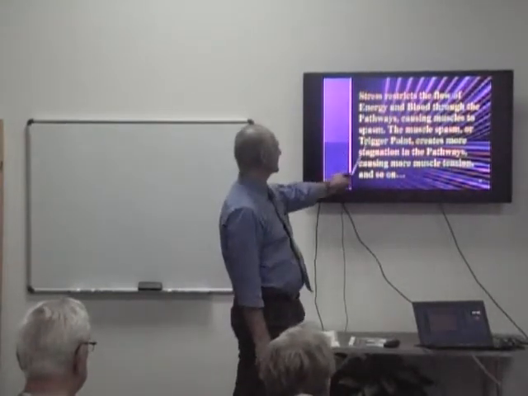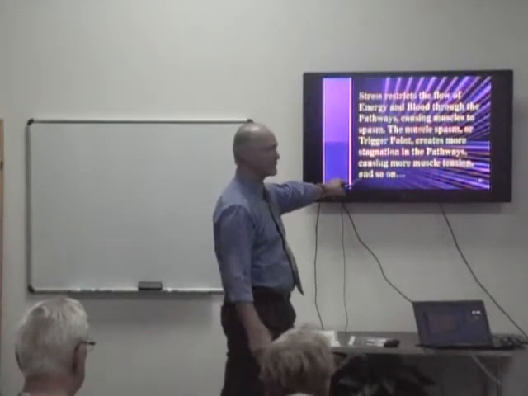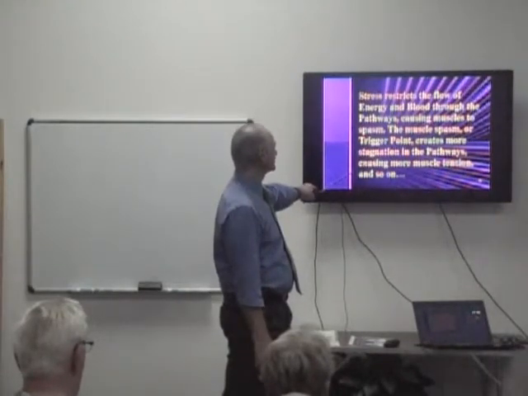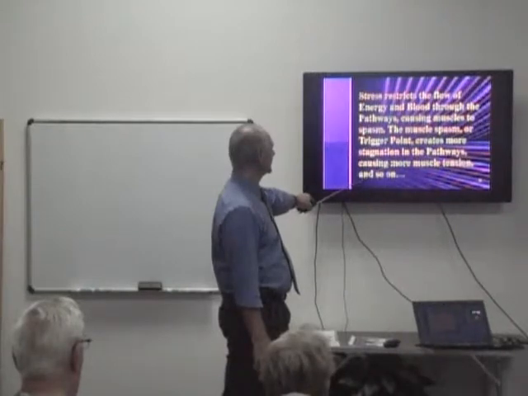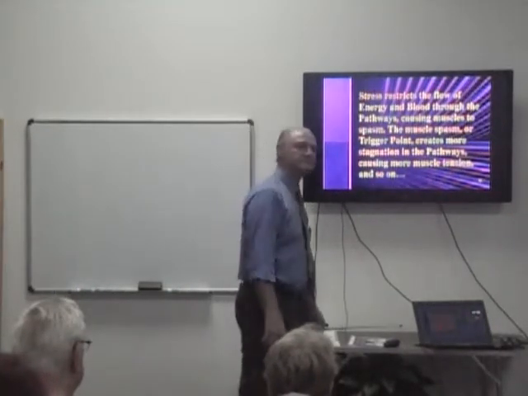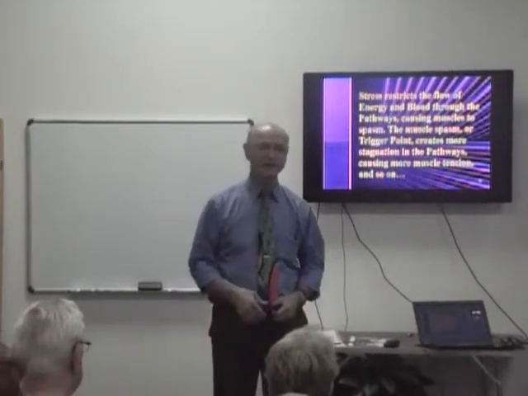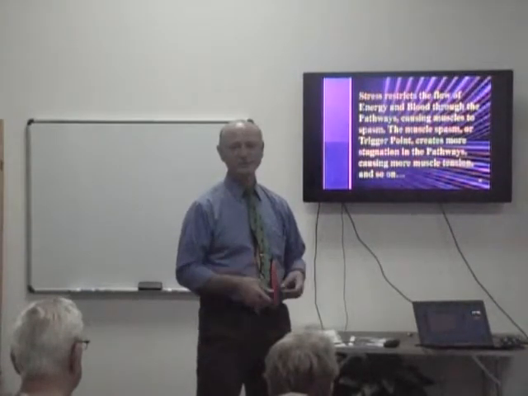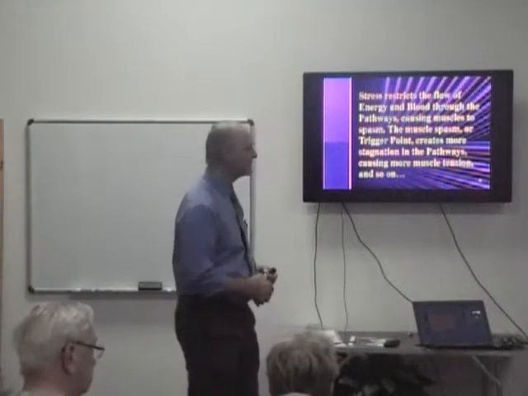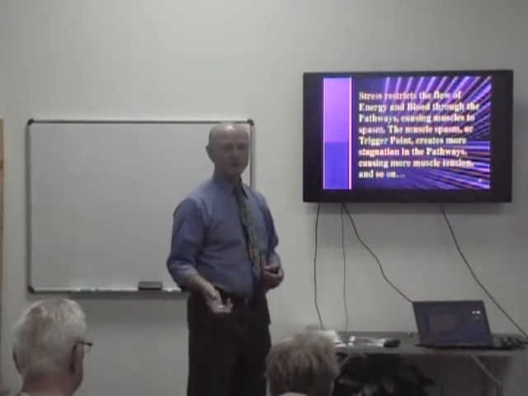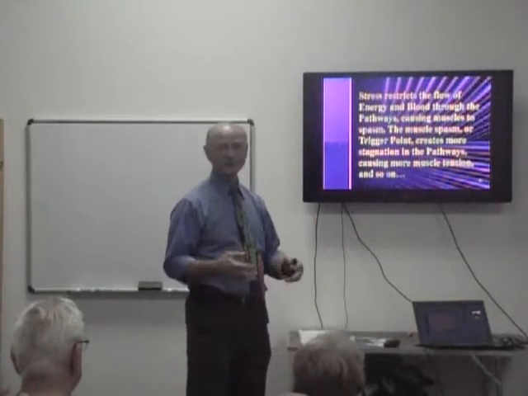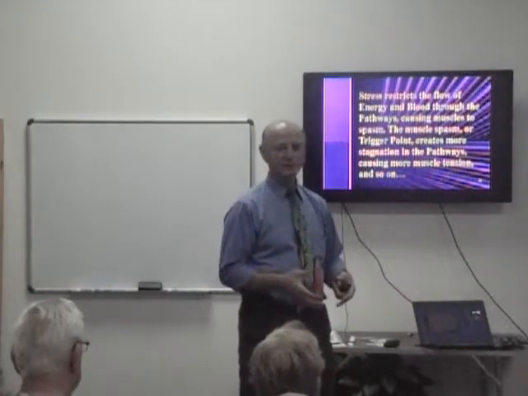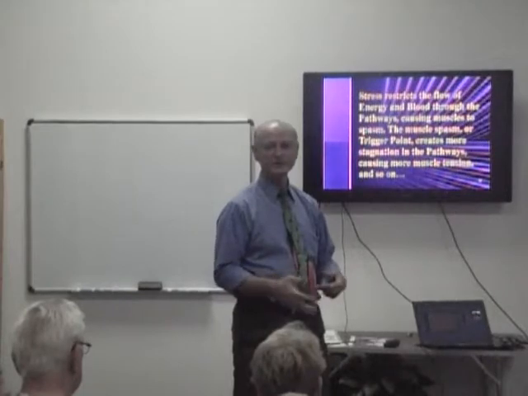So stress restricts the flow of the energy and blood in the body, going through those pathways, causing a muscle spasm. That's what we're looking at as a trigger point. It creates more stagnation in the pathways, causing more tension. It gets to be a vicious cycle. Muscle tension causes pain, pain causes anxiety, anxiety causes muscle tension, causes pain. You have to break that cycle someplace. Trigger point acupressure is a really good place to try and break that cycle, to get the muscles to relax so you don't keep turning the muscle tension into pain, and the pain causes anxiety. If you can break the cycle someplace, it's a good thing.